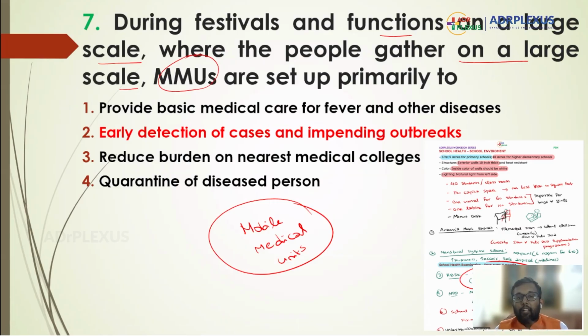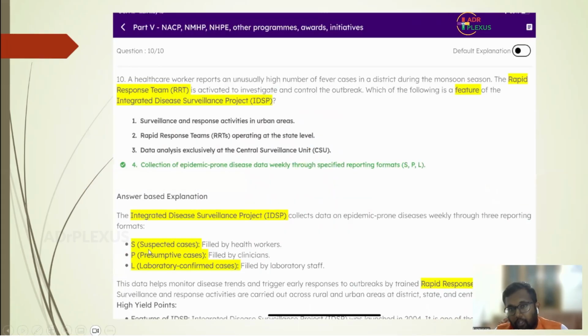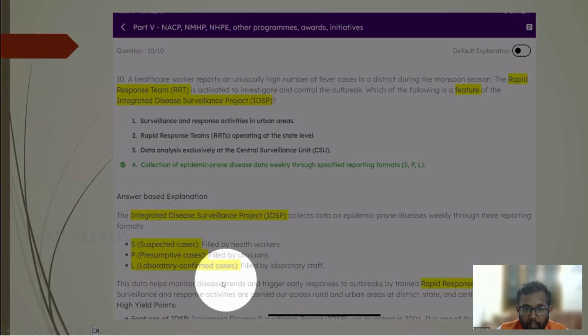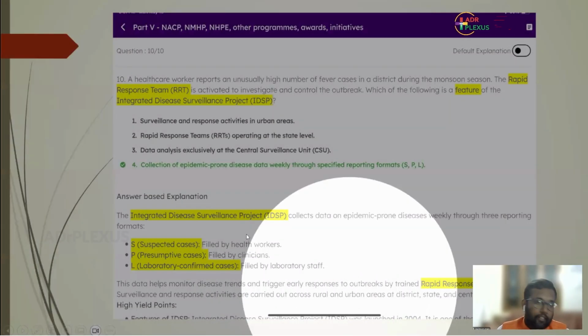So not to give quarantine or reduce the burden or basic medical care. These can be secondary. But what should be their main aim? They should act like a rapid response team. They should immediately give the information to the rapid response team, tell them about the outbreak, and trigger the early responses to the outbreak.